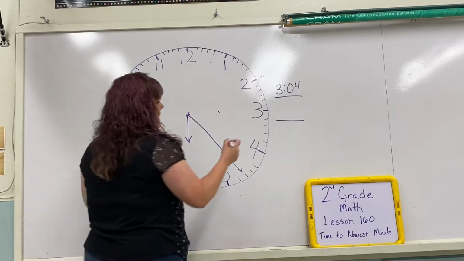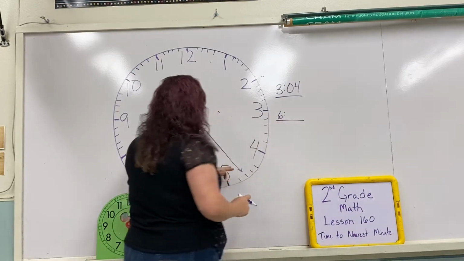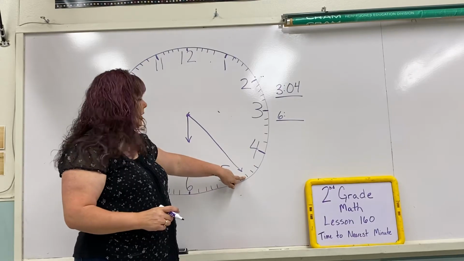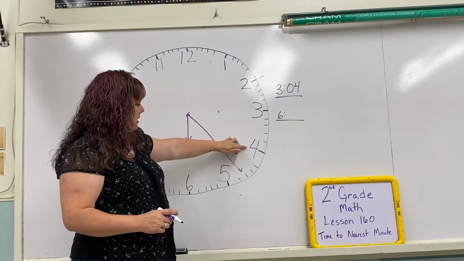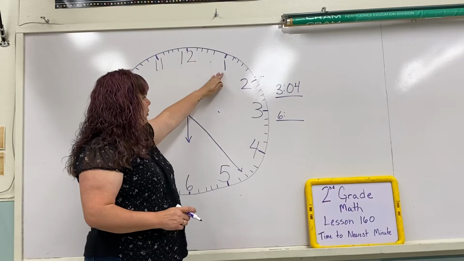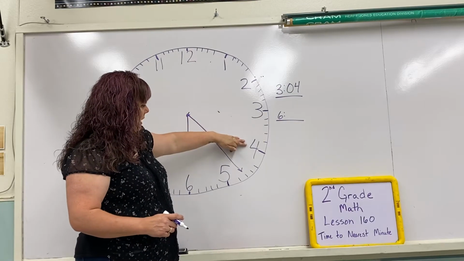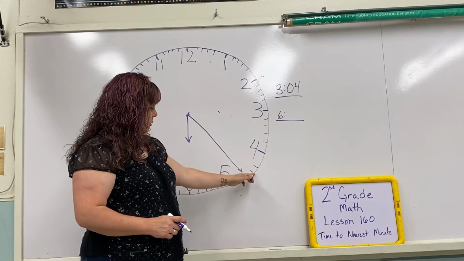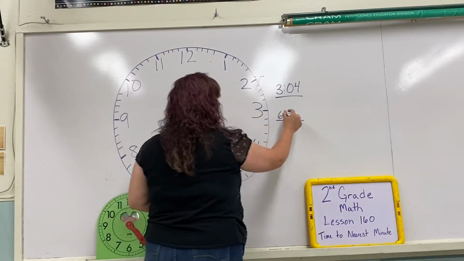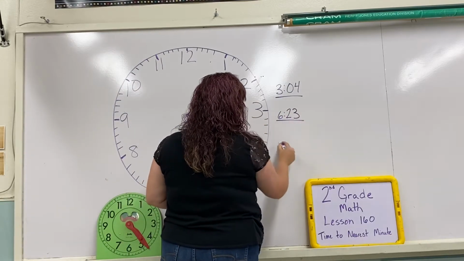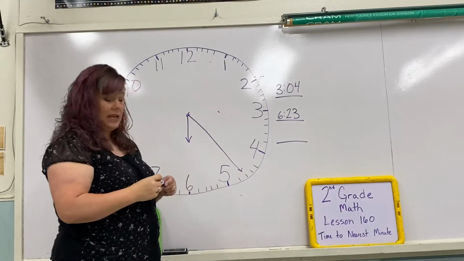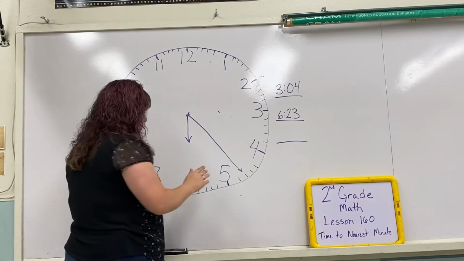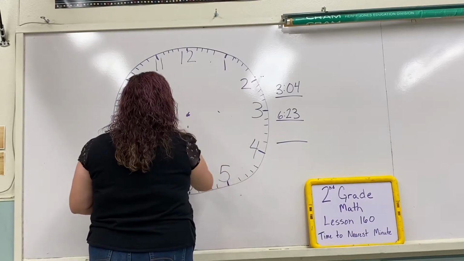It's pointing to 6, so it would be 6. And now let's take a look at the minute hand. It's in between the 4 and the 5, and it's pointing to one of the tick marks. So we're going to count by 5s until we have to start counting by 1s. So 5, 10, 15, 20. We can't go to 25 because that's too far. So 20, 21, 22, 23. 6:23. It's kind of like counting the degrees. In between the numbers is just 1 degree. All right, let's try another one.